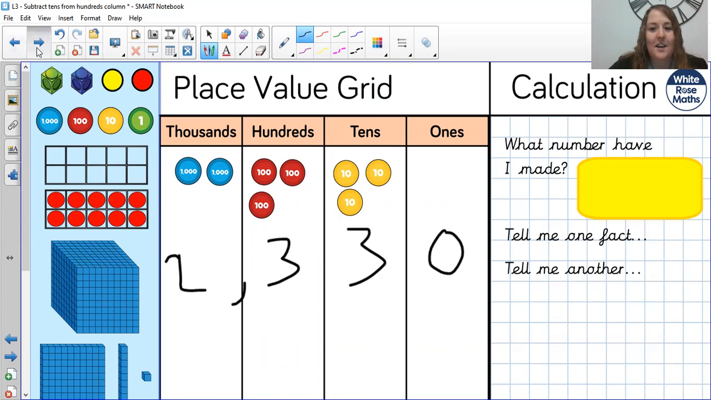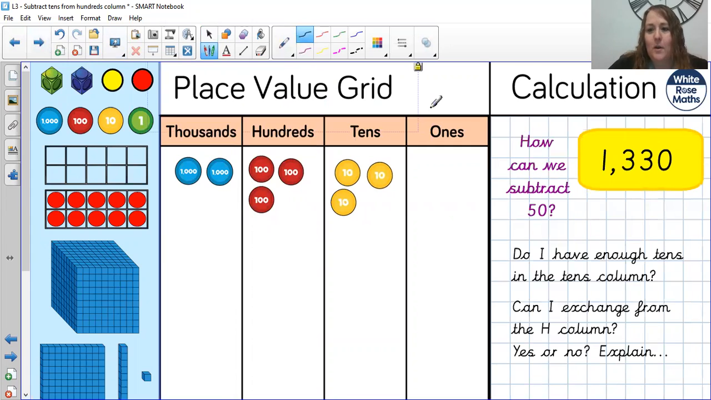Okay, so now we go on to that next page. Oh, and I even made a mistake here. This is supposed to say 2,000. So even if you did cheat or saw the answer when you weren't supposed to, it was actually wrong anyway. So the number is 2,330. The question that we're going to be looking for today is how can we subtract 50 from this number?